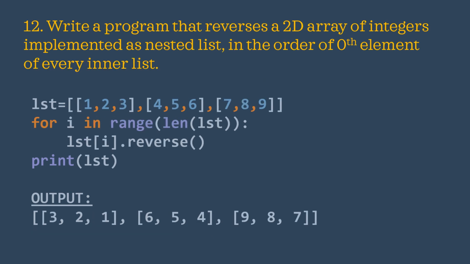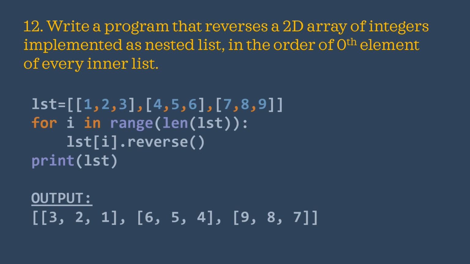Now write a program that reverses a 2D array of integers implemented as a nested list in order of the 0th element of every inner list. So here you can see there is a 2D array. LST is a 2D array having elements like this. There are three sublists basically: 1, 2, 3, 4, 5, 6, 7, 8, 9. That means you can consider it as a 3 cross 3 array, a 2D array.